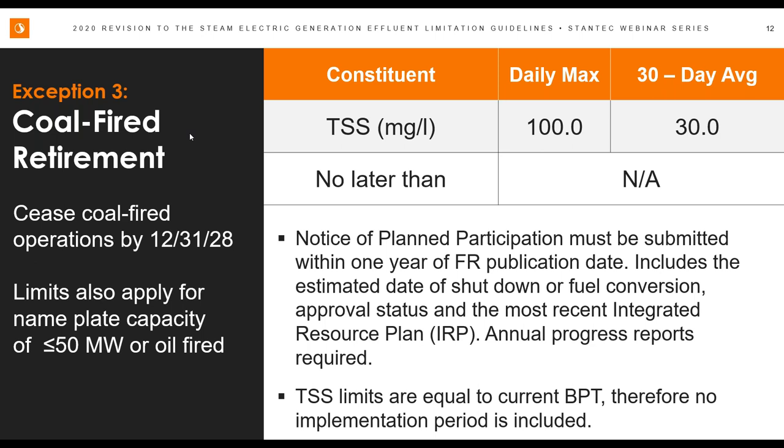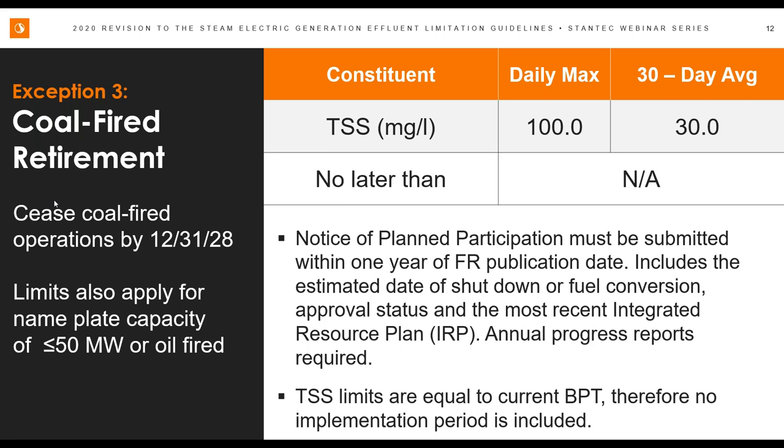It also applies to any units that have a nameplate capacity of less than 50 megawatts. Not sure if there are too many of those left in the country, or units that are oil-fired. We go back to what are classically referred to as the BPJ limits, that really TSS is the only criteria that's on the table, and that's the 30 parts per million on a 30-day average.